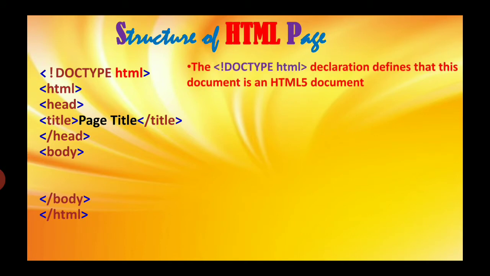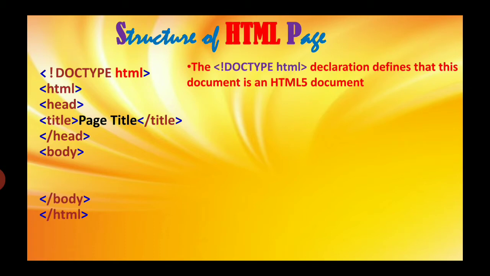Now see, the first thing is the explanation: doctype html. Okay, what does it mean? It means that the doctype HTML declaration defines that this document is an HTML5 document. HTML5 means the version. The latest version of HTML that we are now using is HTML5. Now this is actually optional. You can write it, you may not write it.